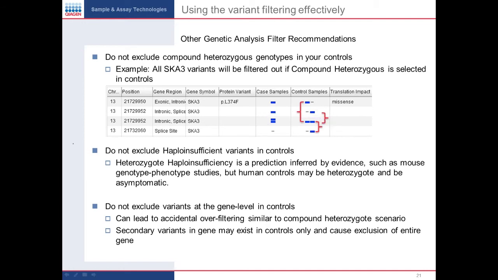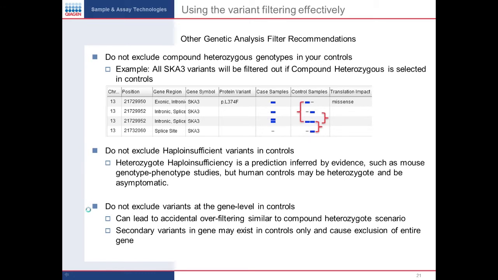If I refer back to my drawing up here on the top, this could be predicted to be haploinsufficient as well. But in this case, I could have two controls that are just asymptomatic, but my case has a disease. So I wouldn't want to filter this entire row out because we deem that these are heterozygote haploinsufficient. So again, it's an opportunity to overfilter. I usually don't do that or the het.